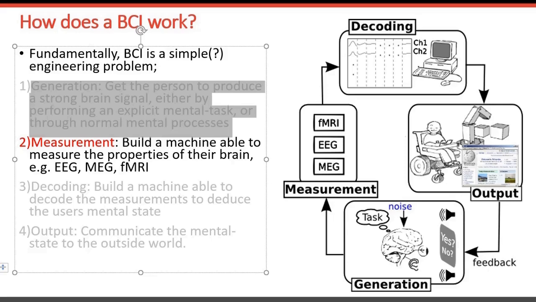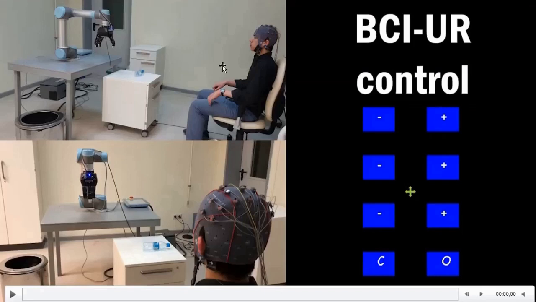So we have a subject, like in this case, not depending on any kind of external stimuli.